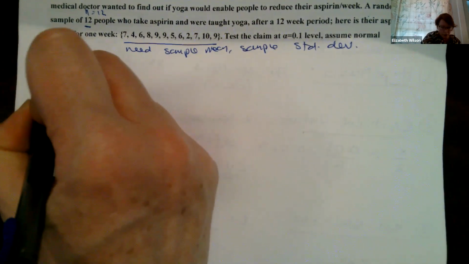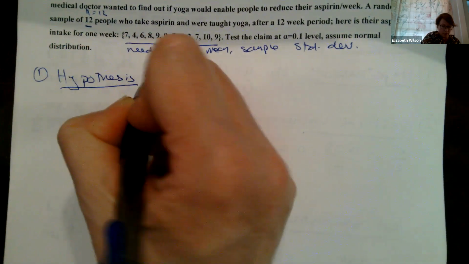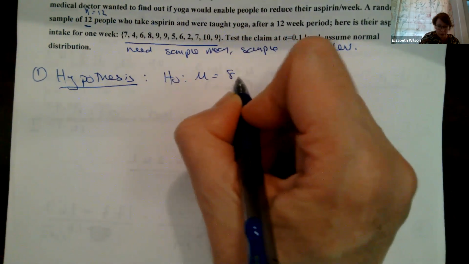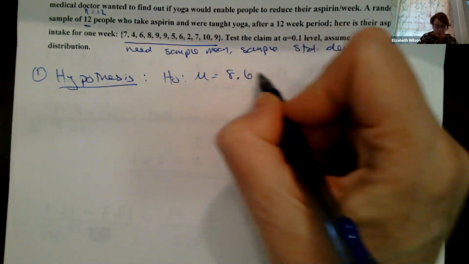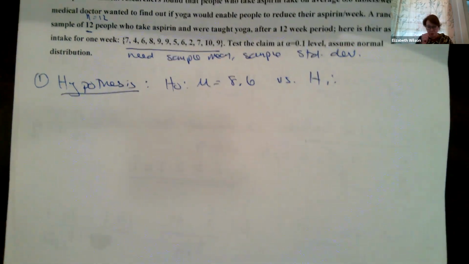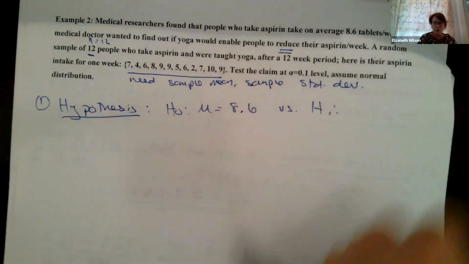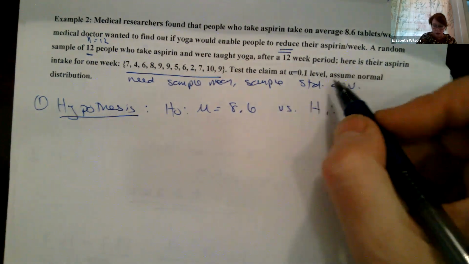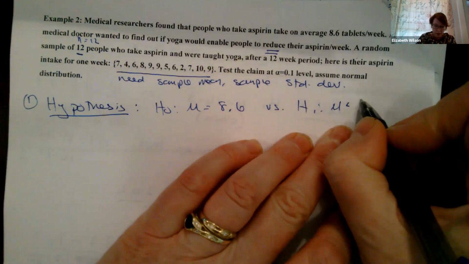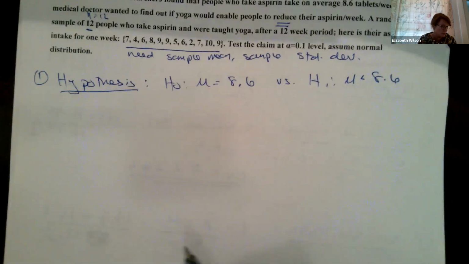Okay, now our hypothesis is this. We're going to say our null hypothesis is that the mean is 8.6 tablets per week versus our alternative hypothesis. Remember, the person said they wanted to see if yoga would help them reduce, right? So reduce tells us it's going to be a left-tailed test, and our mean is less than 8.6. Okay, so this is going to be a left-tailed test.